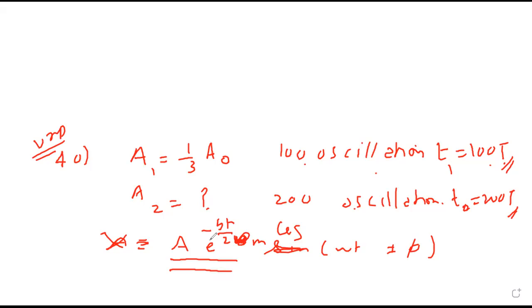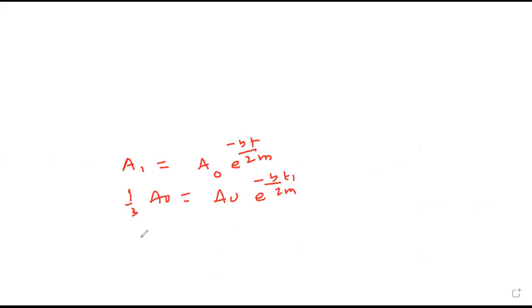Done, sir. So it becomes like this. Amplitude at any instant A1 is A e raised to minus bt upon 2m. Suppose this is the starting one. So this is 1/3 of A0, which is A0 e raised to minus b times T1 upon 2m.